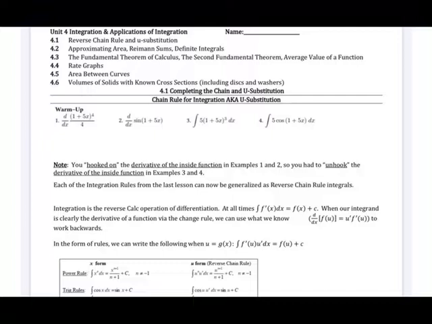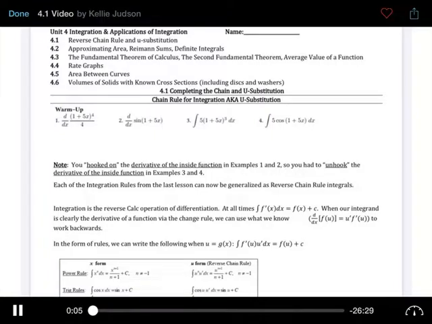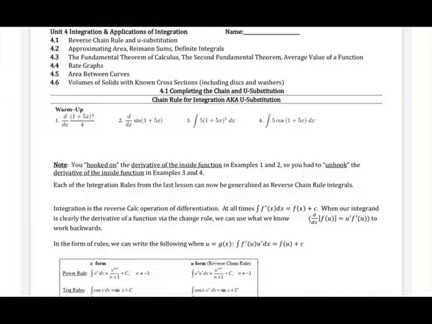Unit 4 is all about integration or anti-differentiation. We're going to work through how to integrate in more complicated ways other than just using the power rule, which is the main way that we were integrating in Unit 3. We're going to talk about Riemann sums and definite integrals.